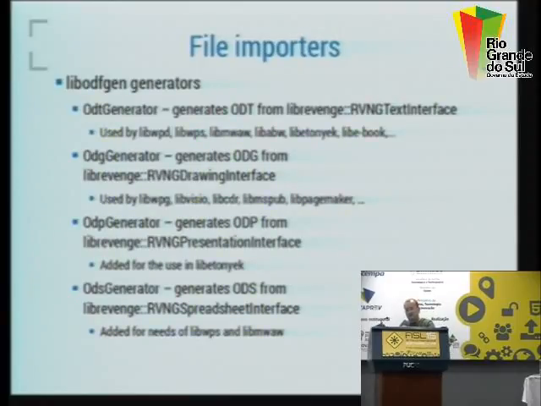For the ODT, we have a library that is called librevenge. We are not taking revenge on anybody, but it's just because we were starting to do reverse engineering, so we wanted to name the library like that, and then when it came to revenge, we actually realized that it's a pretty nice name, especially if you speak to people you don't like. So for the ODG generator, we have an interface that is called the librevenge RVNG drawing interface, and there is also a presentation interface and a spreadsheet interface.